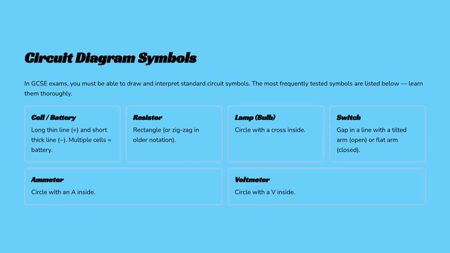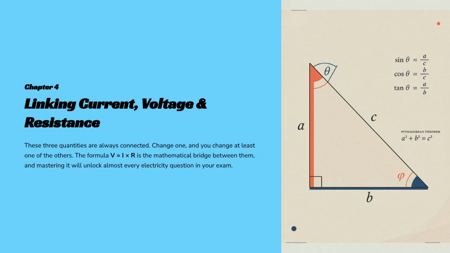You must be fluent in reading standard circuit symbols. From cells and resistors to lamps and switches, memorizing these icons ensures you can interpret complex circuit diagrams accurately during your test. Linking current, voltage, and resistance is the fourth chapter of our study.